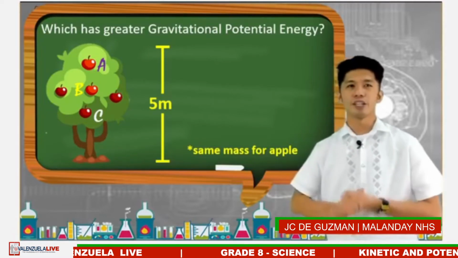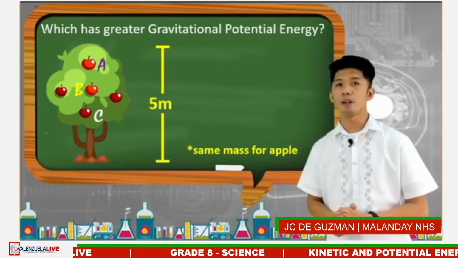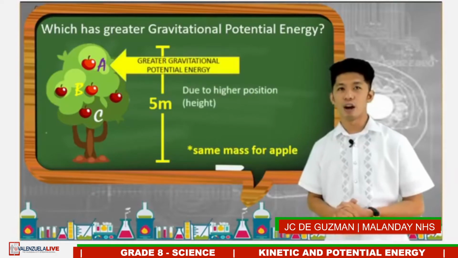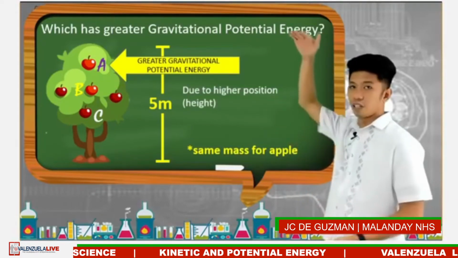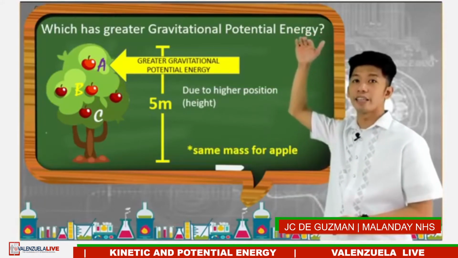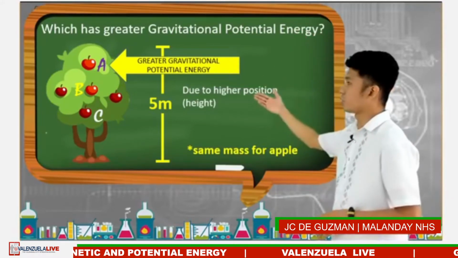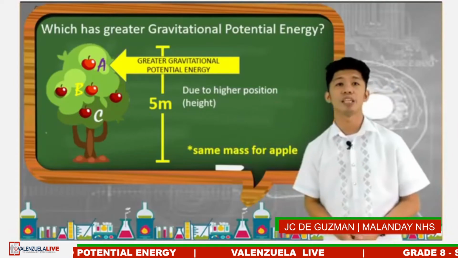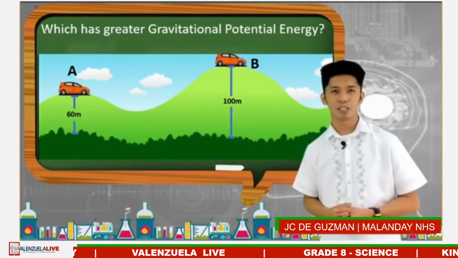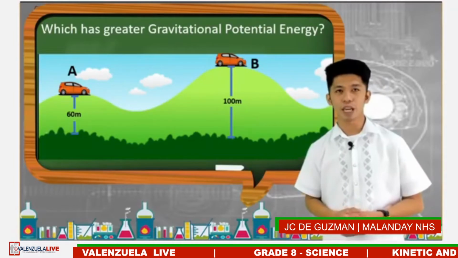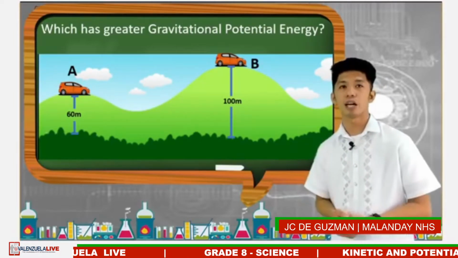All right, very good. If your answer is apple A, then you are correct, because the higher the height, the greater the gravitational potential energy it will have. Alright, so next. Another example is cars on a hill.